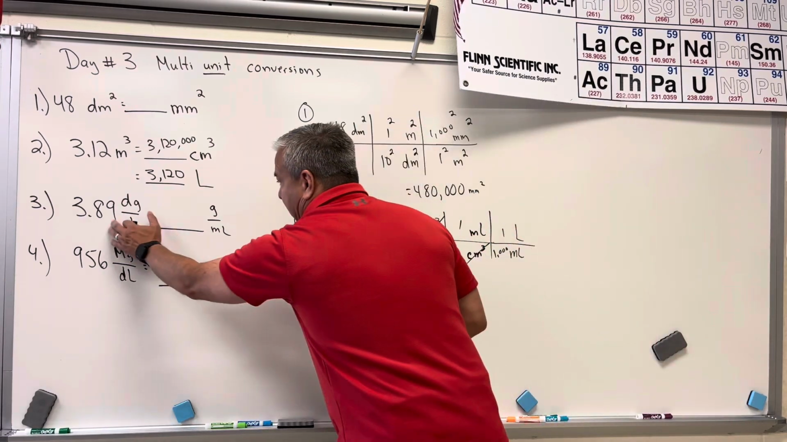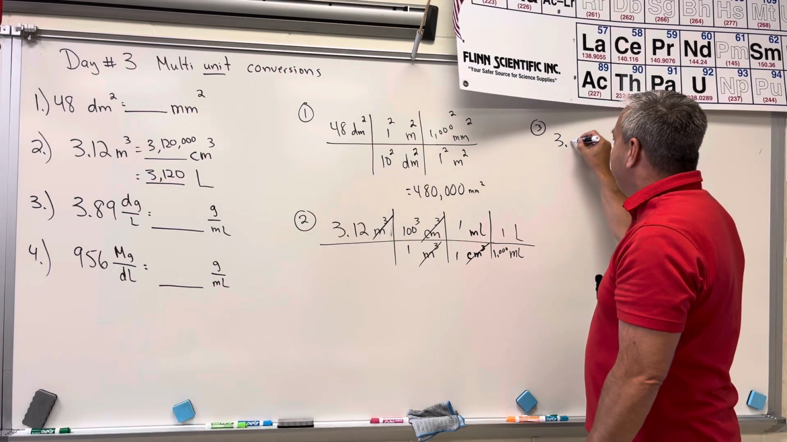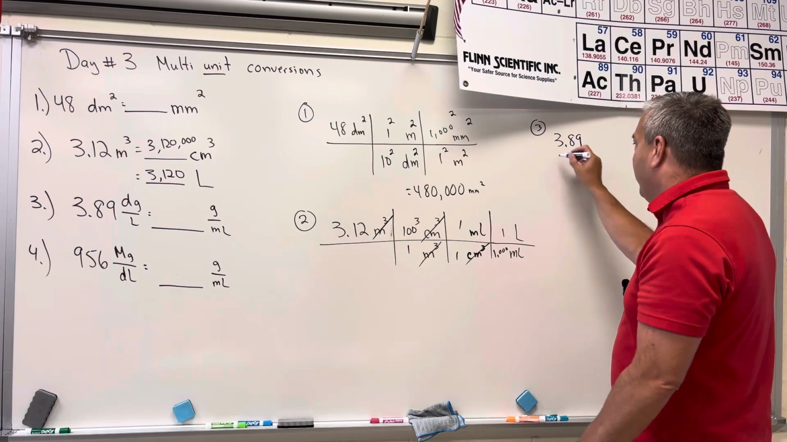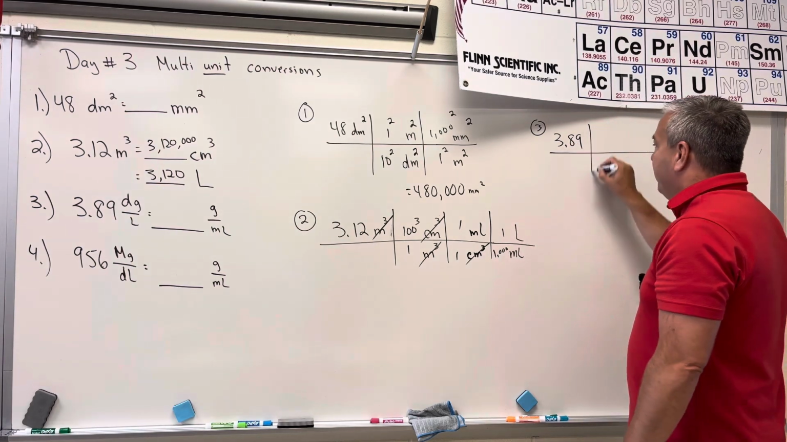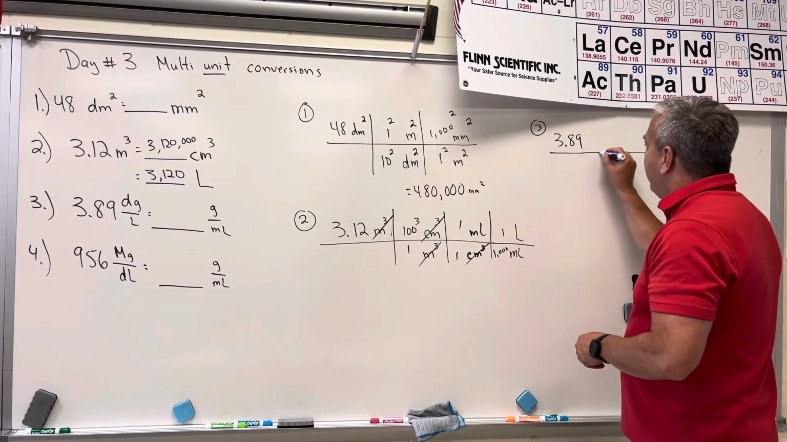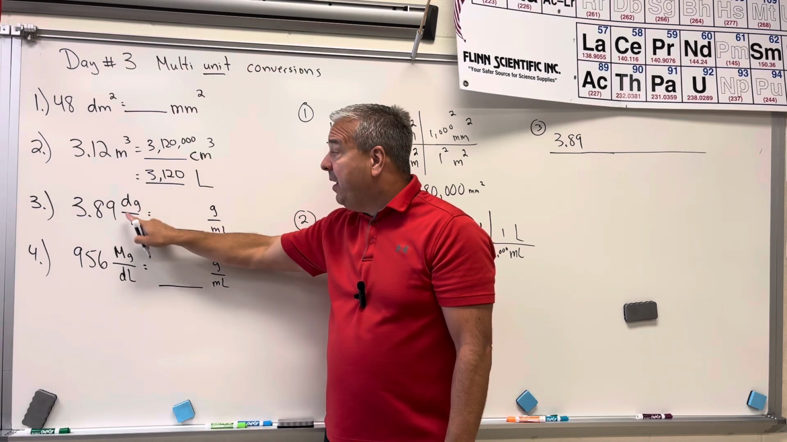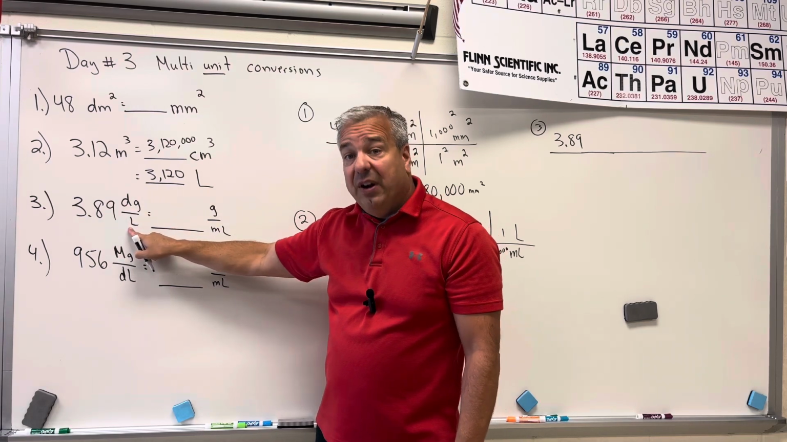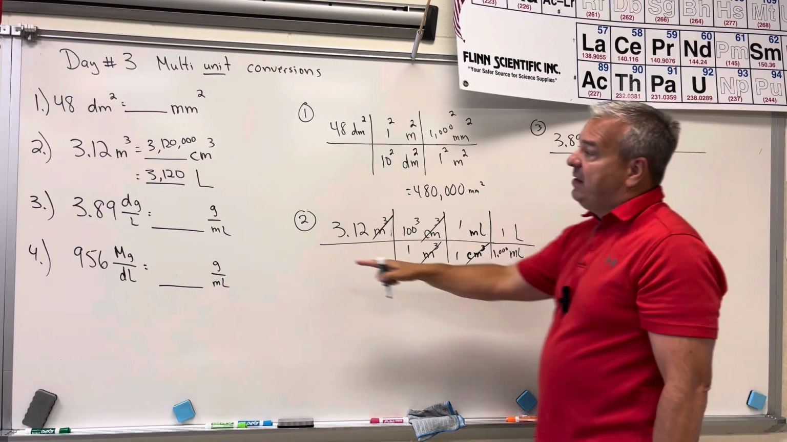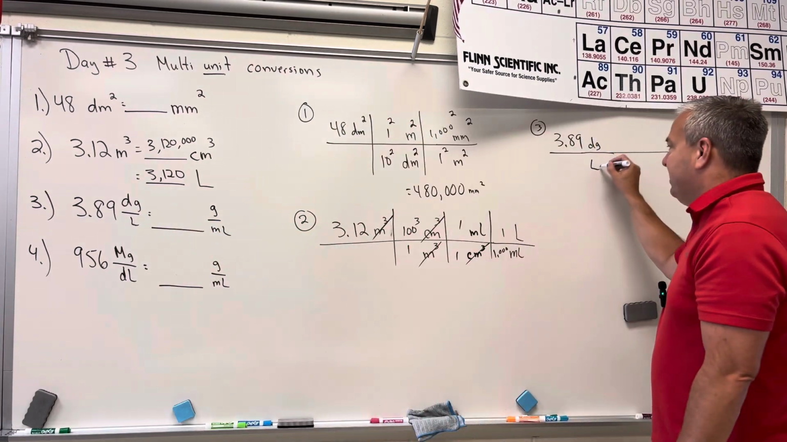Okay, so the given for problem number 3 is 3.89 decigrams per liter. When I do my train track, the big thing I want to do is make sure that the numerator unit is in the numerator and the denominator unit is in the denominator. So it's going to look something like this: decigrams as the numerator, and liters as the denominator.